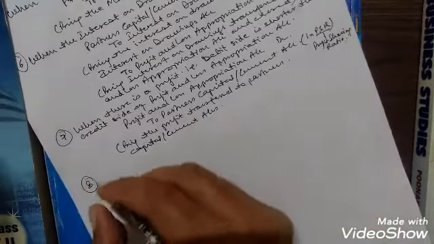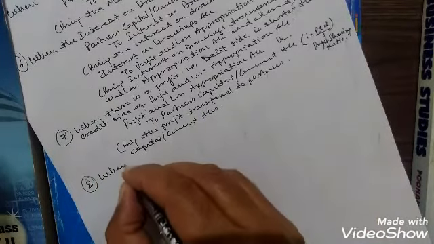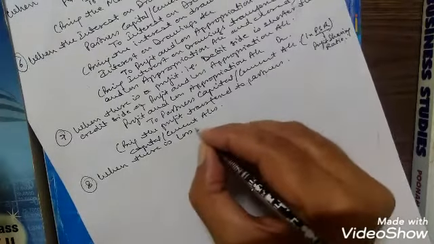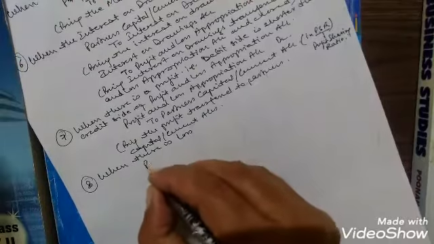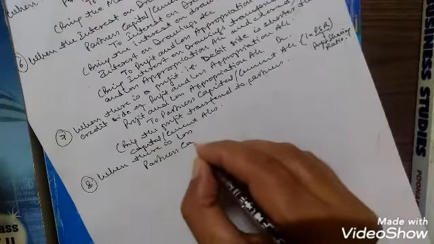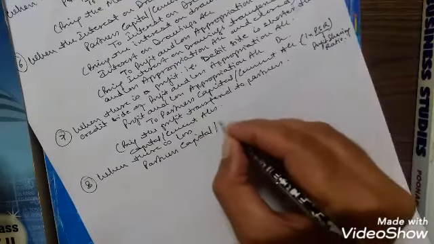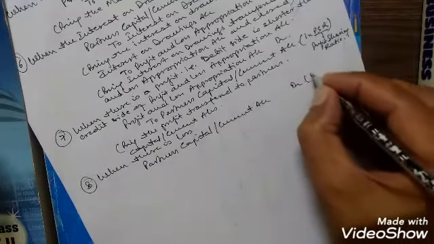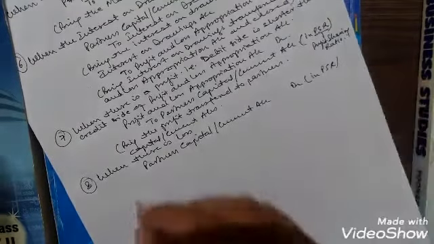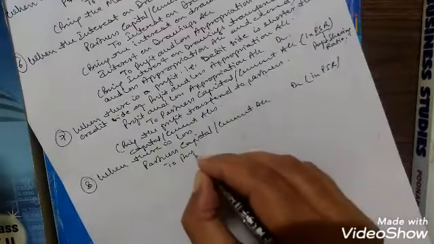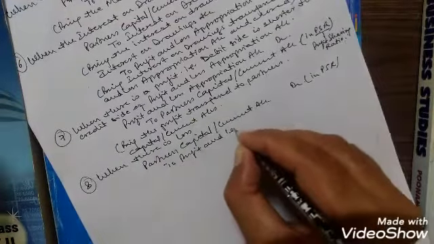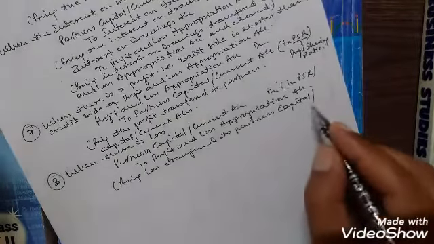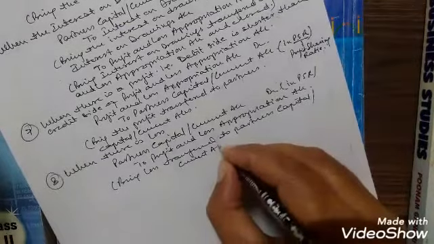Eighth, when there is loss, then partners capital or current account debit, in PSR to profit and loss appropriation was transferred to partners capital or current accounts.